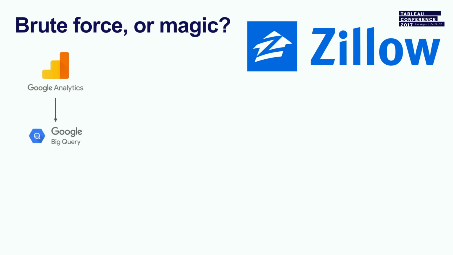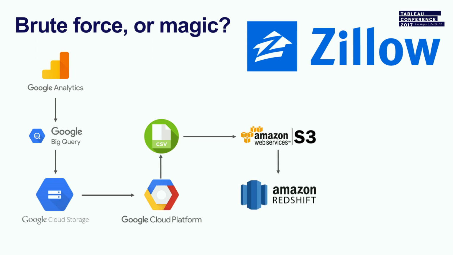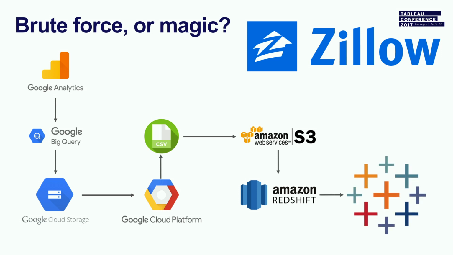So Zillow starts with Google Analytics clickstream data in Google BigQuery. From there, it is pulled into a staging bucket in Google Cloud Storage. Hadoop jobs on Google Cloud Platform are run to generate flattened CSV files, which are uploaded into Amazon S3. The CSVs are then loaded into Amazon Redshift, where summary tables are created. And the summary tables are connected to Tableau through our API to create extracts.